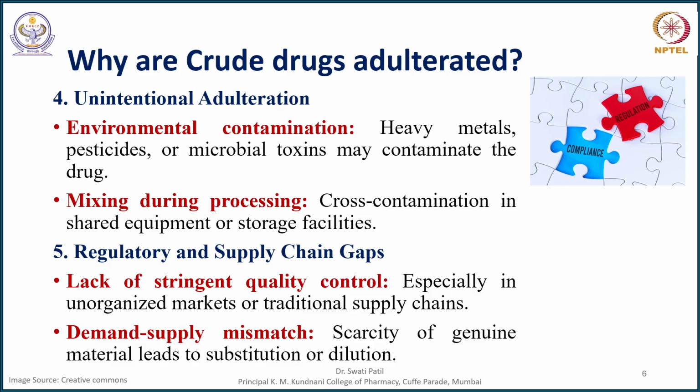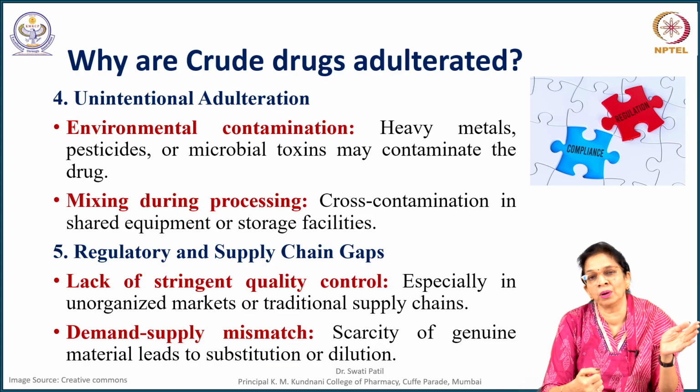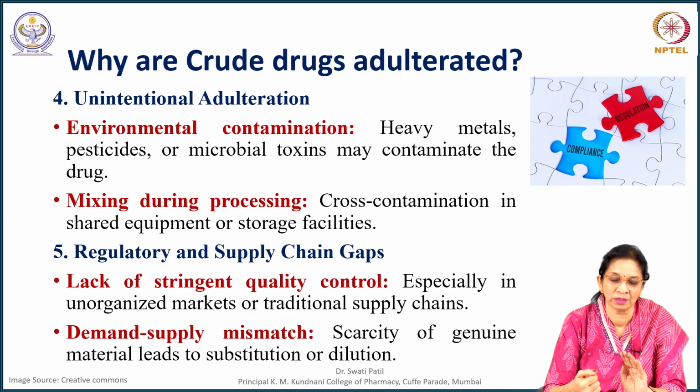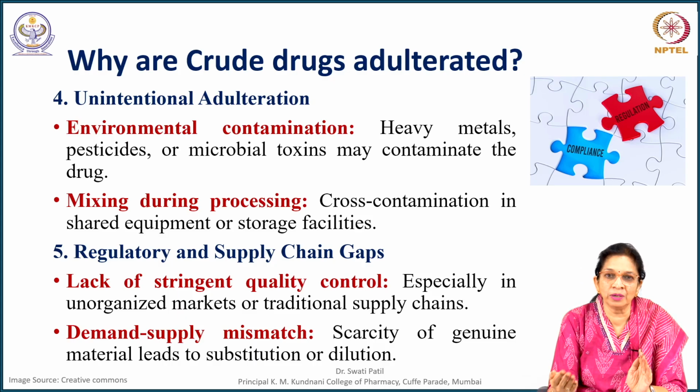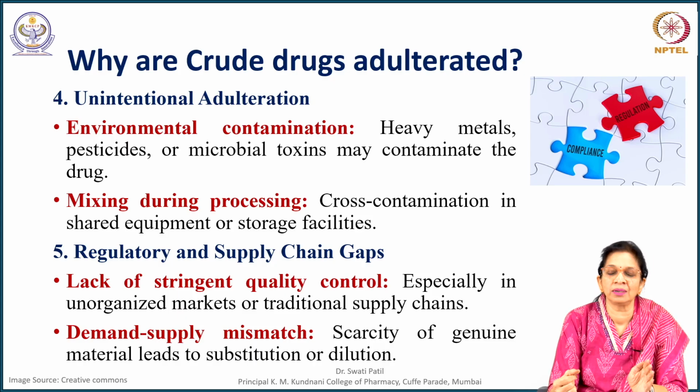Unintentional adulteration because of environmental contamination, like heavy metals, pesticides or microbial toxins, may contaminate the drug. Many times water may contain heavy metals which are not visible during cultivation of the medicinal plants; if such water has been used, which is heavy in pesticides or microbial load, this may contaminate a drug. Here there is no intention of adulterating, but the adulteration comes from an unknown cause.